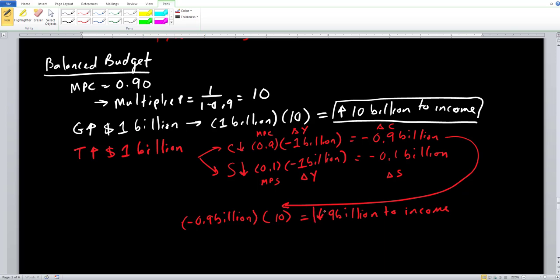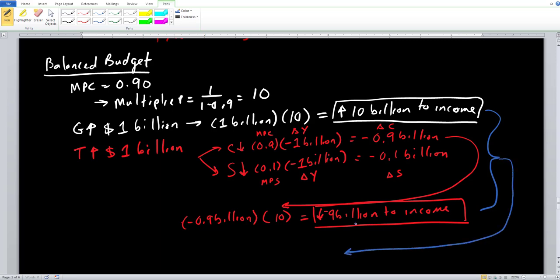So here, we can put a negative here just to make doubly sure. So we have a minus $9 billion to income if taxes increase by $1 billion. If we took these cases piece by piece, one by one, we would know exactly what happens to our income. But remember that both of these things are happening at the same exact time. This is why we have a balanced budget multiplier. So here, government spending increases by $1 billion, exactly financed with a tax increase of $1 billion.